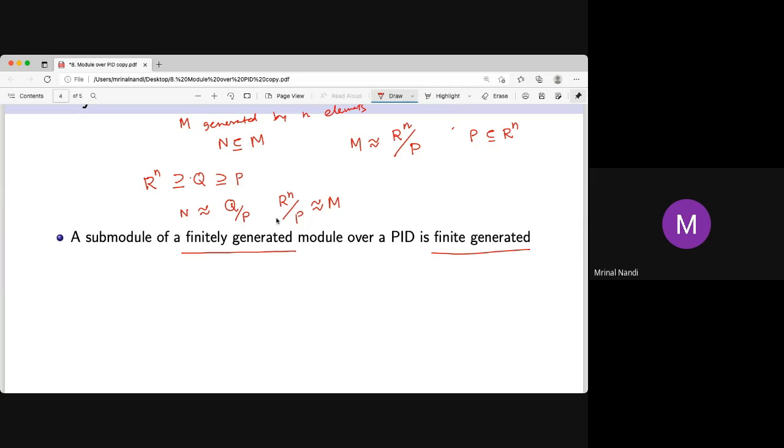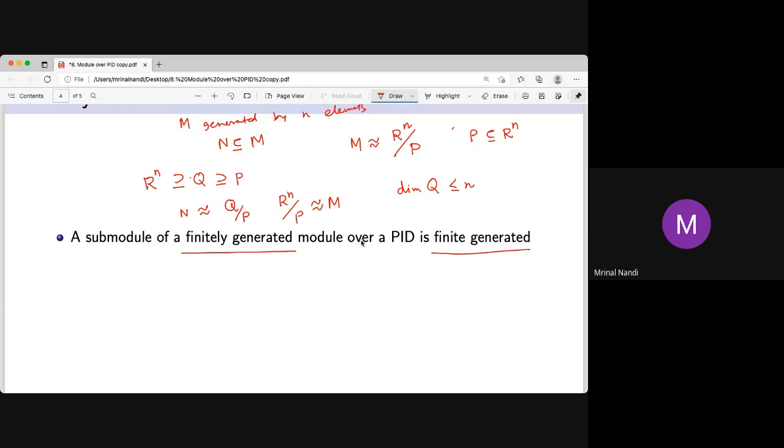So N is isomorphic to this. In the previous video we saw that this is true. So N is isomorphic to Q mod P for some Q, which is a submodule of R^n, and P is a submodule of Q. And Q is free, because R^n is free, and any submodule of R^n is free over a PID. So Q is a submodule of R^n, which is free because the ring is a PID. That means Q is free, and the dimension of Q must be less than or equal to the dimension of R^n, because Q is a submodule. So the dimension of Q is less than or equal to n.